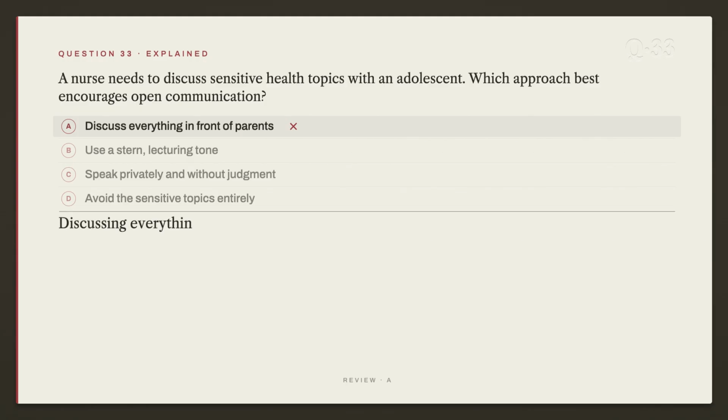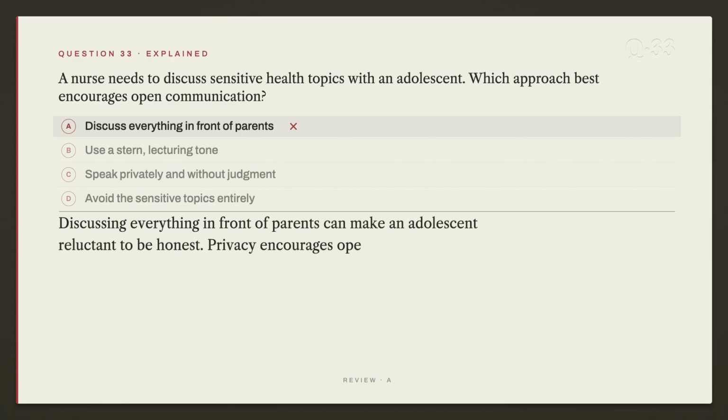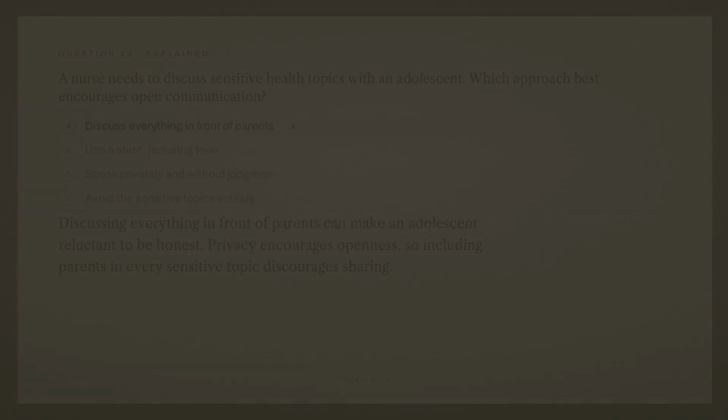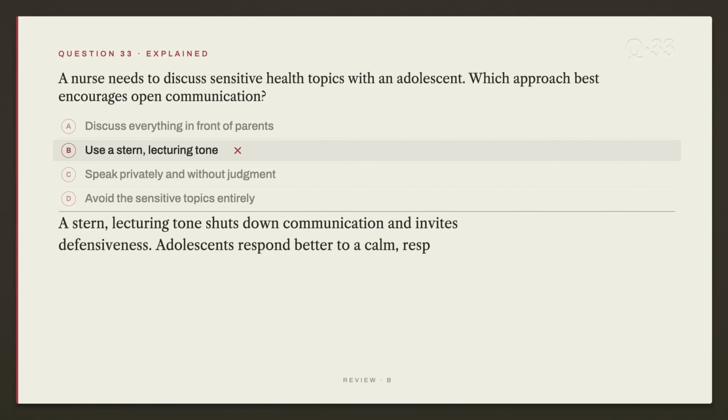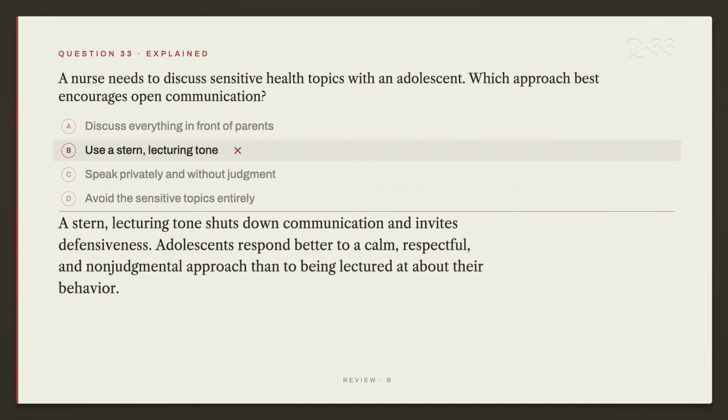A is wrong because discussing everything in front of parents can make an adolescent reluctant to be honest. Privacy encourages openness, so including parents in every sensitive topic discourages sharing. B is wrong because a stern lecturing tone shuts down communication and invites defensiveness. Adolescents respond better to a calm, respectful, and non-judgmental approach than to being lectured at about their behavior.